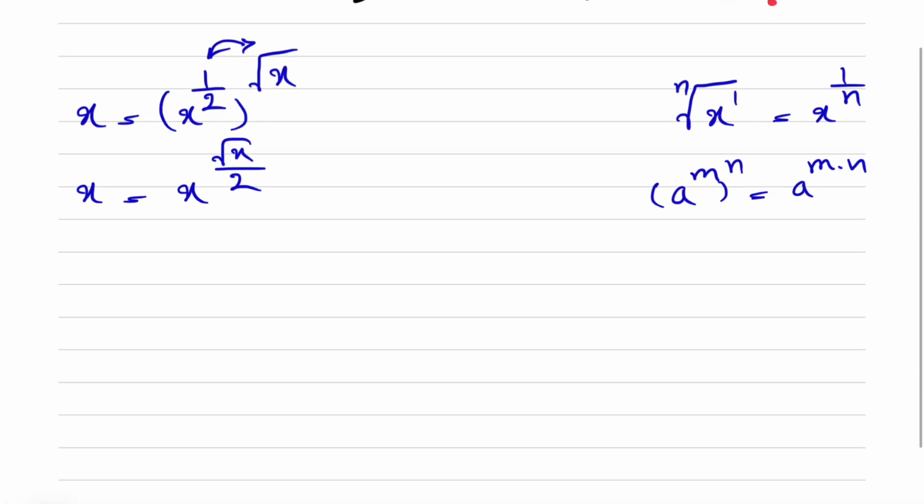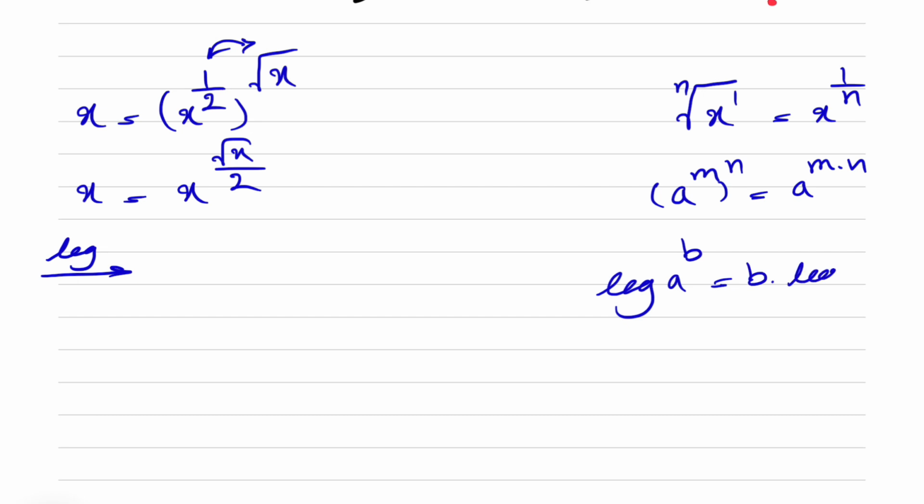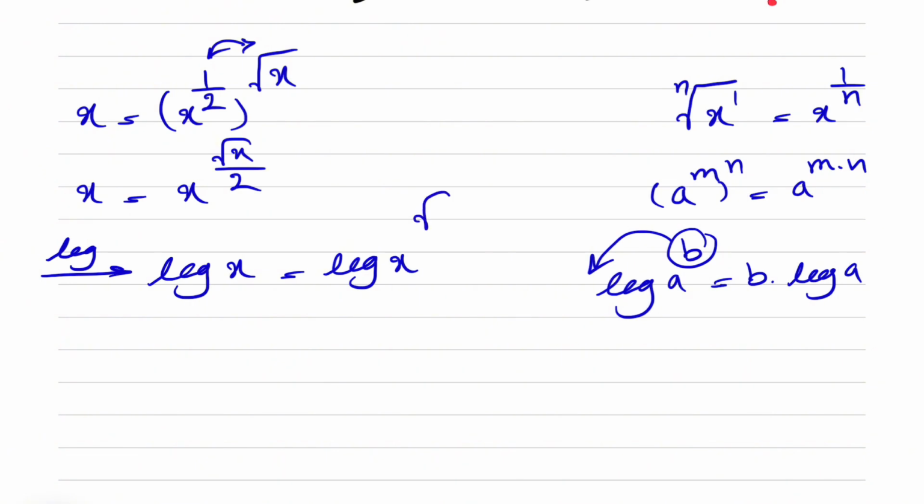Now here, since we have the square root of x in the exponent, the common way with this kind of question is that we're going to go with the log on each side of the equation in order to get rid of that exponent, and that comes from the laws of the logarithm. When we have the log of a to the power of b, this will be equal to b times log of a, so basically this b can go in the front of the log. So we're going to do the same thing. Log of x is equal to log of x to the power of square root of x divided by 2.